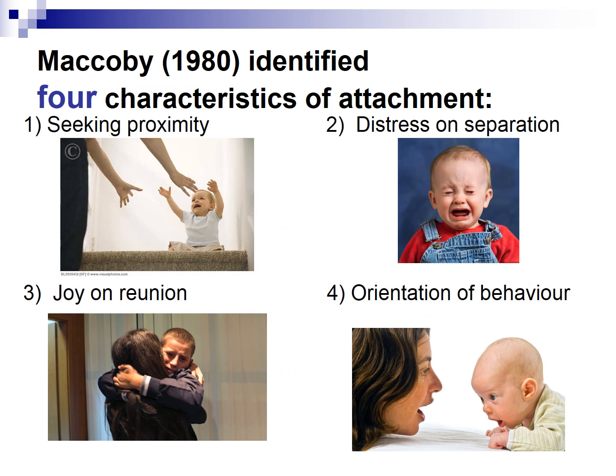So what does this look like? Maccoby from 1980 identified these four characteristics of attachment. These are: number one, seeking proximity; number two, distress on separation; number three, joy on reunion; and number four, orientation behaviour. So probably most of those are self-explanatory. The only one that may be causing you a little bit of issues is the orientation behaviour. So orientation behaviour is that behaviours are directed at each other, okay? They're not just out into the ether, they're directed at each other.